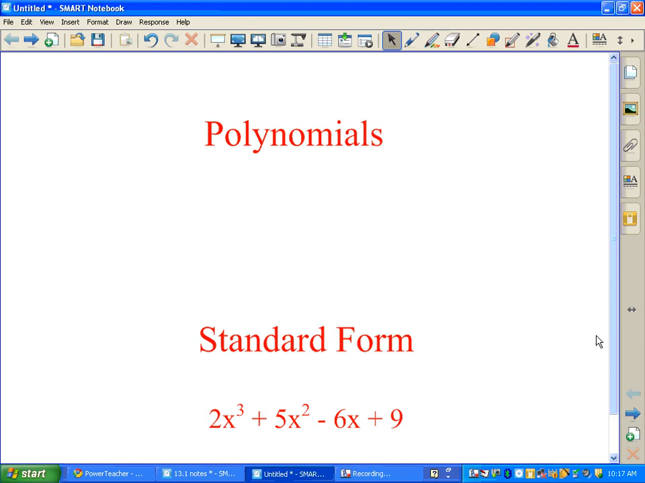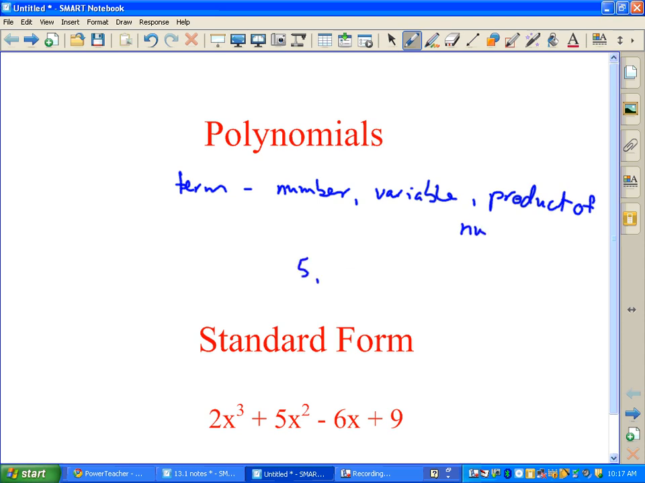Okay, today we started chapter 13, which is all on polynomials. So, a polynomial is when we have many terms or monomials that are added or subtracted together. And a term or a monomial is a number, a variable, or the product of numbers and variables. So we have several examples, very simple ones, like 5 is a term.